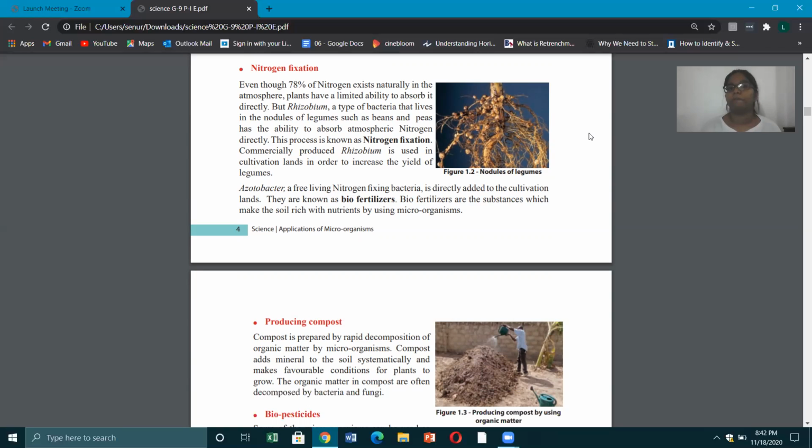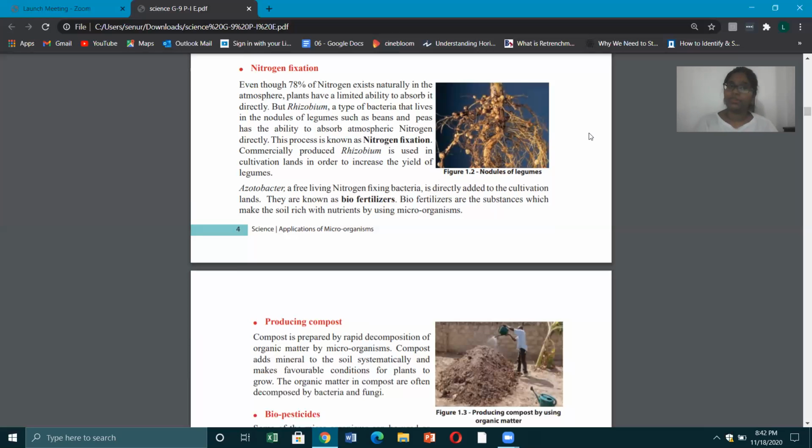But can plants absorb them even though 78% of the atmosphere is covered by nitrogen? Can plants absorb them? Will it be an easy task? No, right? It won't be. So that is why, children, now this thing is very important because of that. Even though the atmosphere is filled with 78% of nitrogen, it's hard for the plants to absorb it directly.